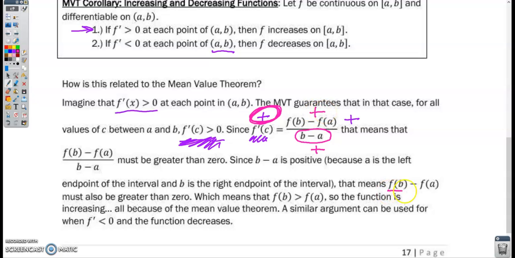Okay, so that means that f of b minus f of a must also be greater than 0, which implies that f of b has to be greater than f of a, and therefore, by our definition of increasing functions, that means our function must be increasing. All right, it's similar if we try to make the argument for when the function's decreasing, except now in that case f prime of c would be negative, which implies that the numerator of f of b minus f of a all over b minus a is negative, and therefore the function is decreasing.